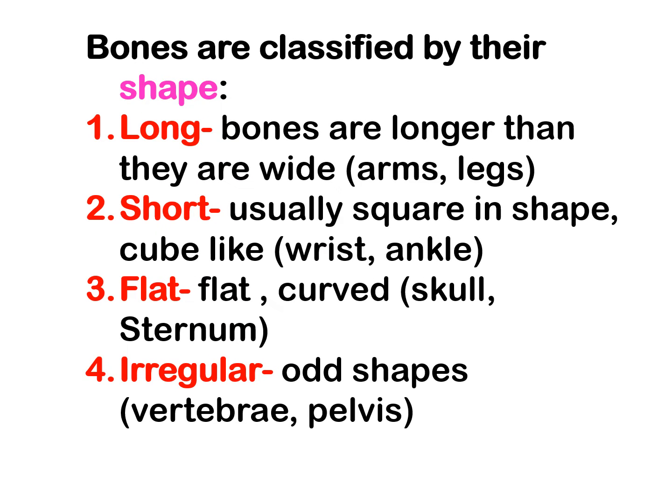Bones are classified by their shape: long bone, short bone, flat bone, or irregular bone. Examples: long bones are the arms and legs; short bones, the ankles and wrists; flat bones, the skull or sternum; irregular bones, the vertebra or pelvis.